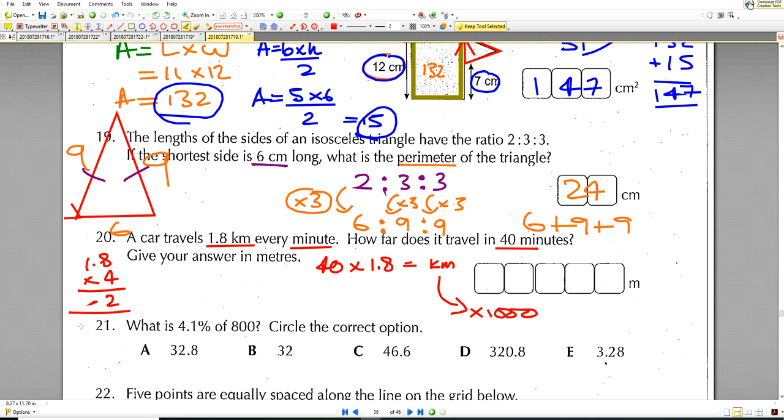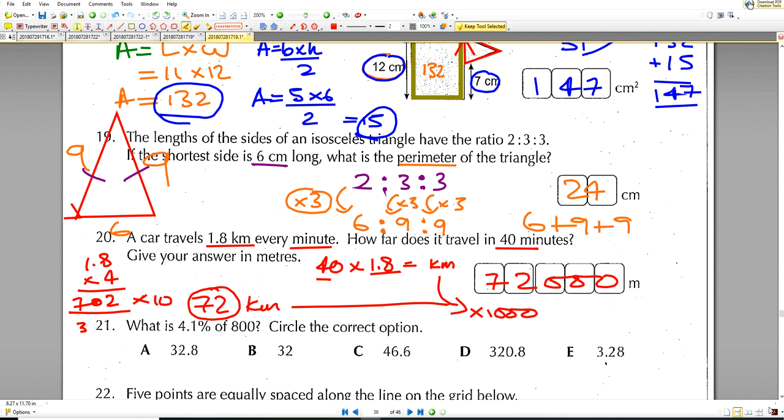8 times by 4 is 32. 1 times by 4 is 4, 4, 3, 7. Now, I've done 1.8 times by 4. They've actually been doing 1.8 times by 40. So then I need to times this by 10. So if I times this one by 10, that'll give me 72. So that's 72 kilometers. If I change it into meters, I have to times it by 1,000. That gives me 72,000 meters.